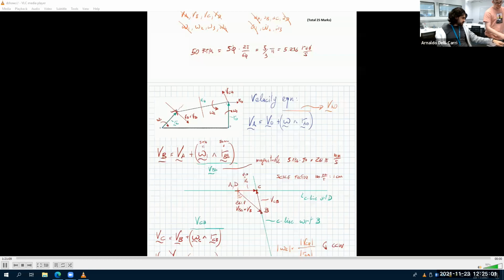Yeah, but you can't do this because these are all vectors, and you can't sum numbers. These are the magnitudes of these vectors, and it doesn't work like this. So this is a vector sum, not a sum.